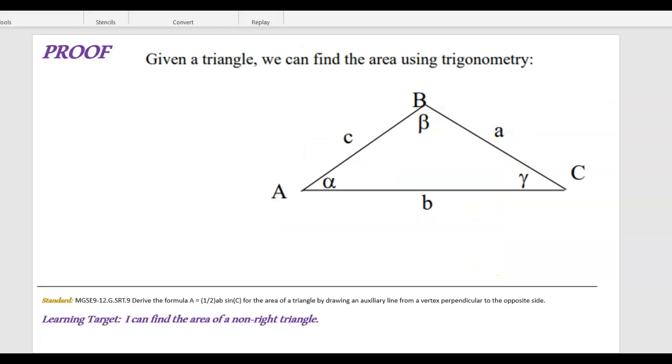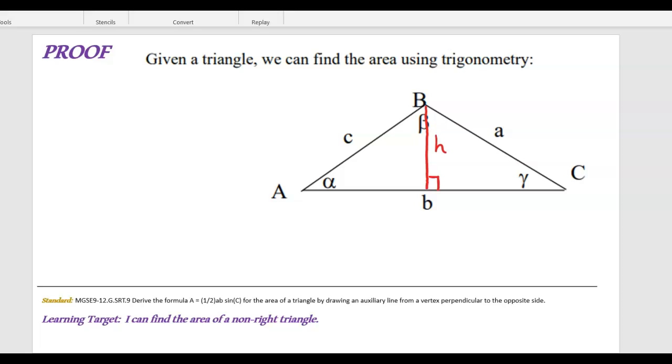All right, so here's the proof. It's a really basic proof. So really all you have to do, and we've done this before, is drop down an altitude. So the actual height of this triangle, 90 degrees. It's called drawing a perpendicular, right? So from one vertex, in this case vertex B, I'm going to drop a perpendicular. And that's actually our standard to derive the formula for the area of a triangle by drawing this auxiliary line that is a perpendicular from a vertex to the opposite side. And of course, I'm going to call this H.